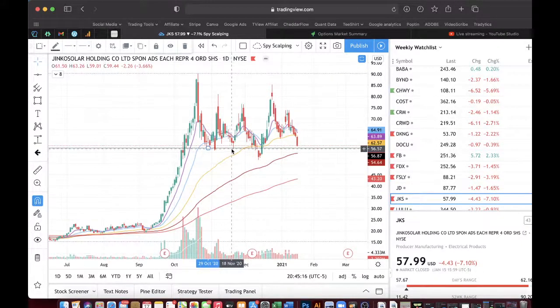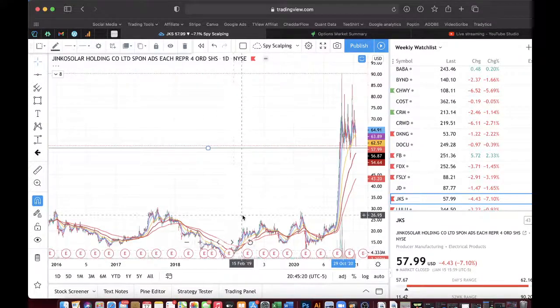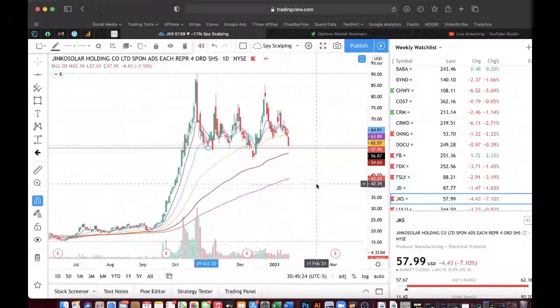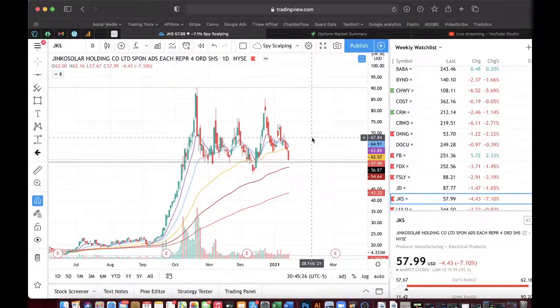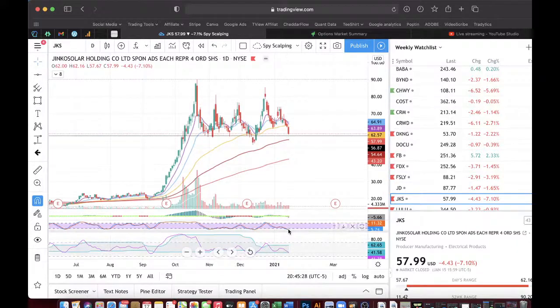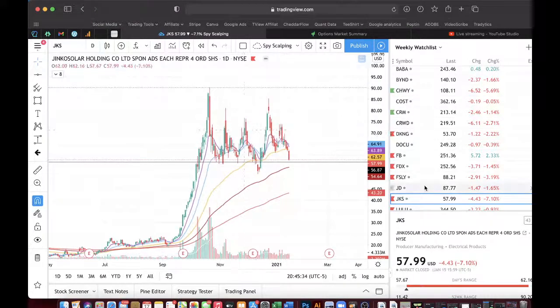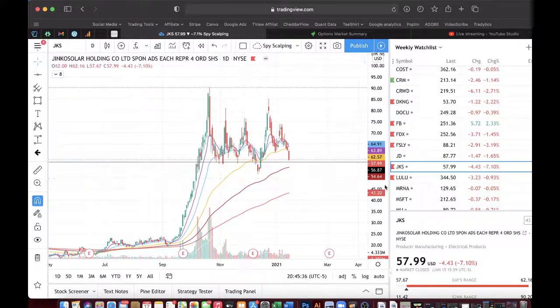If we do break this zone here at 57.99, there's literally no support back down to like $35. So this is definitely a play I'm going to watch. It is overextended to the downside, so the momentum is about to cross back up, and RSI is getting to oversold territory. But this is definitely something I'm going to be watching for more downside.